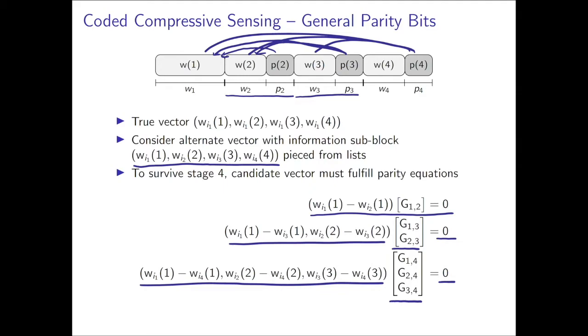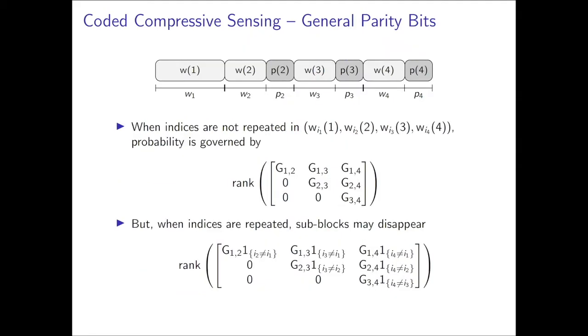Conducting the same type of analysis that we had 2 slides ago, we get that a candidate vector whose blocks come from different devices will survive the parity check process with a probability that depends on the rank of the generator matrix. And in the current problem, the generator matrix is this block triangular matrix where the top row is G12, G13, G14, the second row is a 0 followed by G23, G24, and so on.